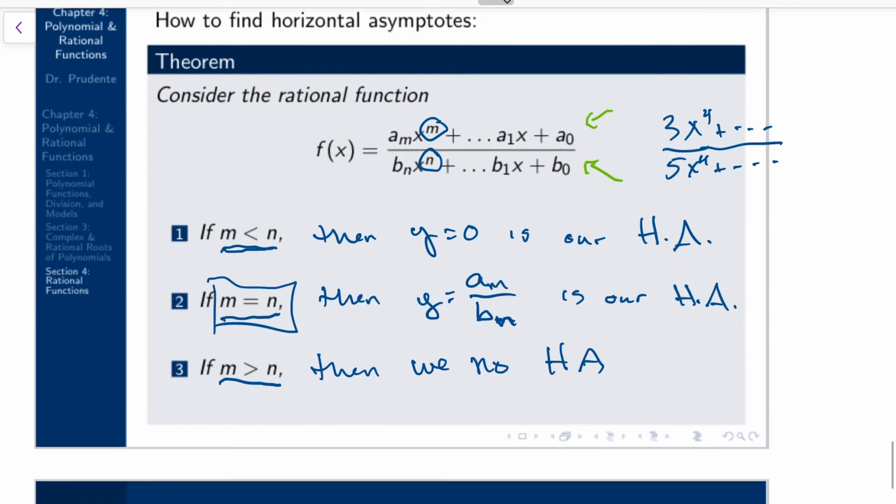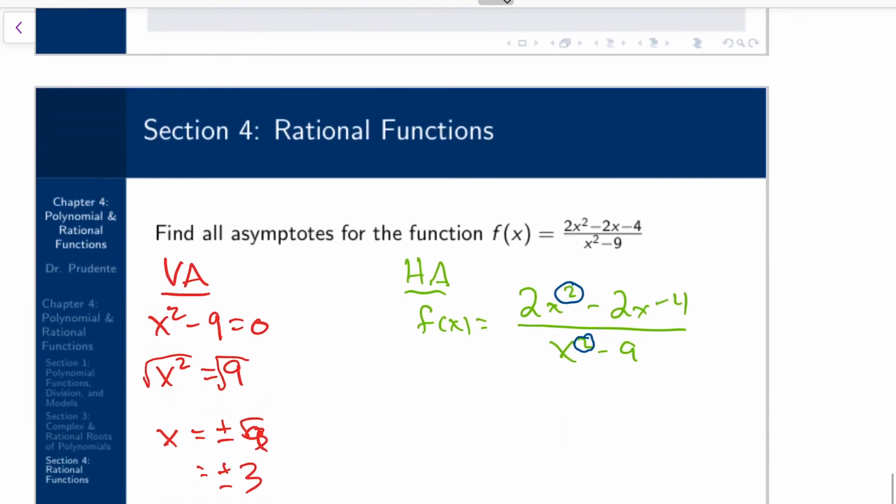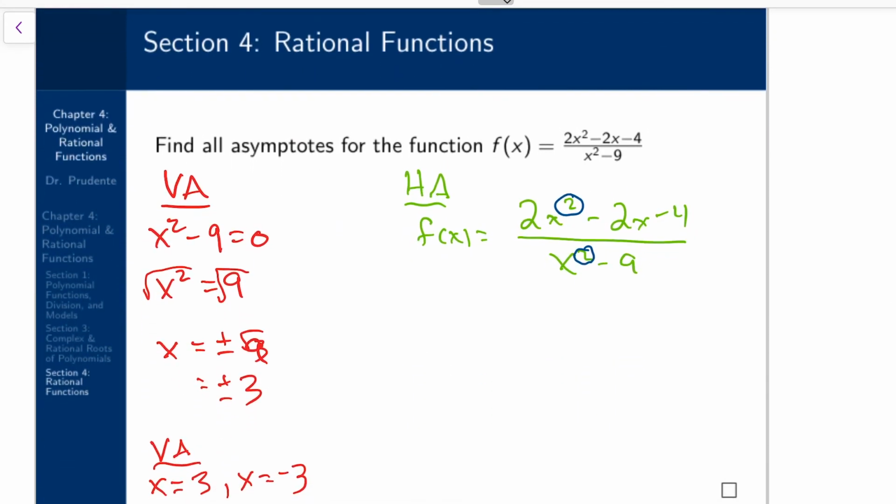And so our theorem says if the powers are the same, then I look to their leading coefficients, and that is our horizontal asymptote. So I look for the leading coefficients. Of the numerator, it's 2. And of the denominator, we recall if we don't see a coefficient, we can assume it's going to be 1. So our horizontal asymptote is going to be the horizontal line 2 over 1, or if we simplify that, just the line y equals 2. I hope this was helpful, and I will see you all in class.